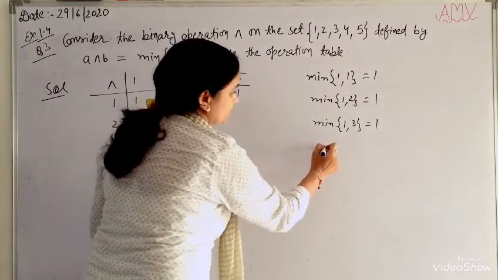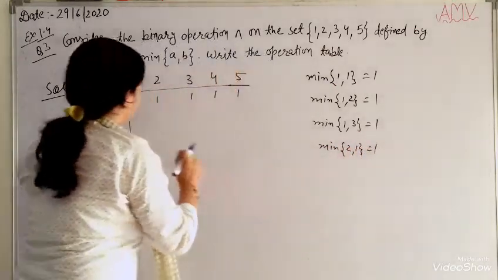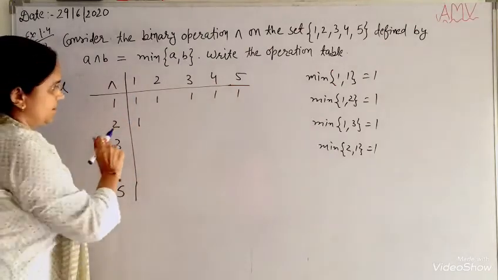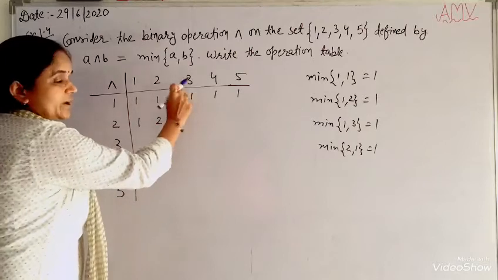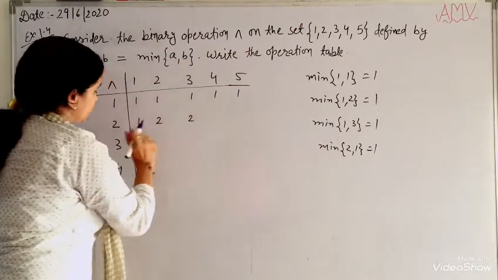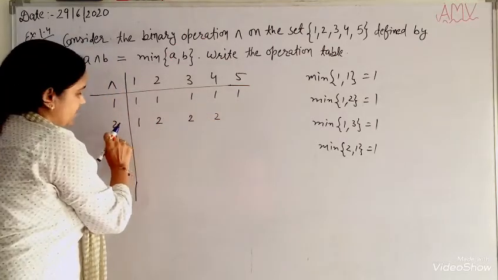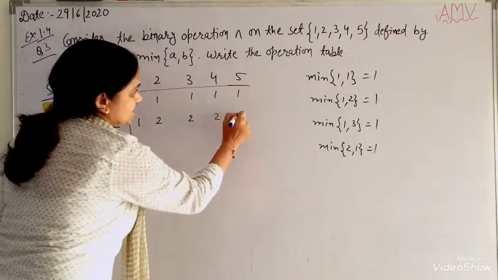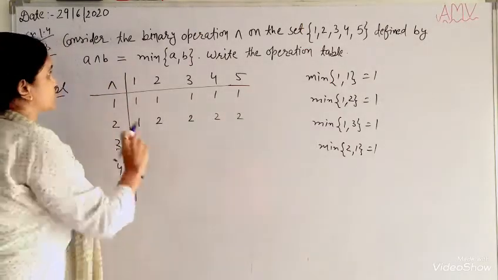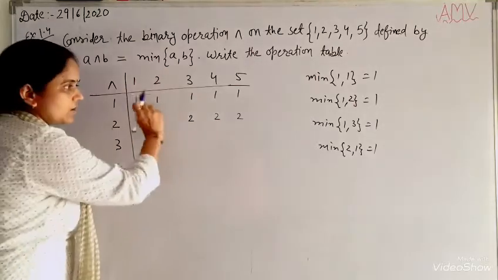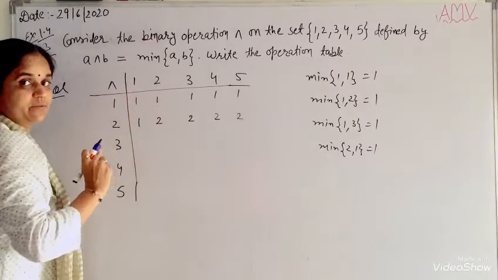Here, students, minimum of 2 and 1 is also 1. So write 1 here. Minimum of 2 and 2 is 2. Minimum of 2 and 3 is also 2. Minimum of 2 and 4 is also 2. Minimum of 2 and 5 is 2. The operation given in the question is applied to all elements. Now 3 and 1. What is the minimum of 3 and 1?